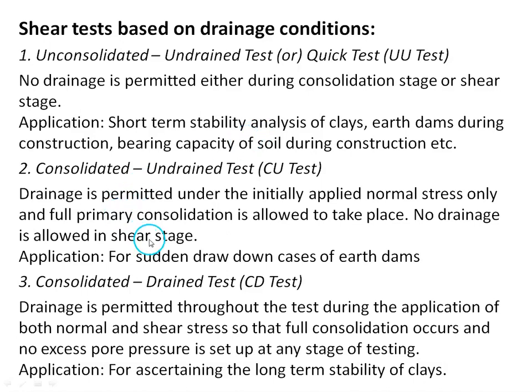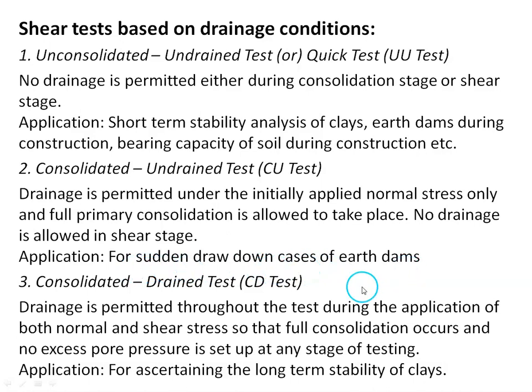Then the consolidated undrained test. If the drainage is permitted in the initial stage, that is during the consolidation stage, and later it is stopped during the shear stage, then it is called the consolidated undrained test. What is the application of this CU test? For sudden drawdown cases of earth dams, to estimate the stability of earth dams during the sudden drawdown condition.